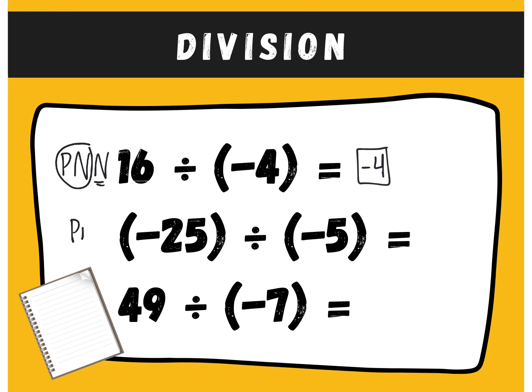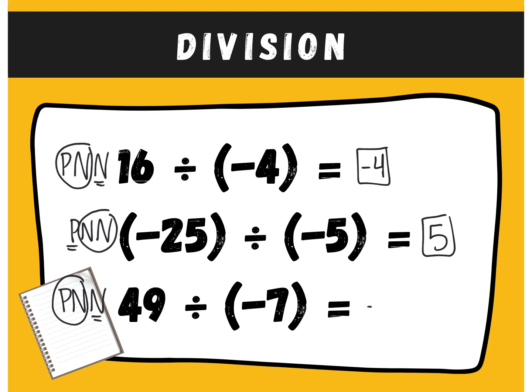-25 divided by -5 is 2 negatives, so I'll circle my 2 negatives, and that tells me that the letter left over, that P, is for positive. My answer will be positive. In this case, 25 divided by 5 is 5, so my answer to this problem is +5. One last one, 49 divided by -7. Again, I'm going to write out my PNN. Positive divided by negative is negative. So I know my answer will be negative, and 49 divided by 7 is 7.